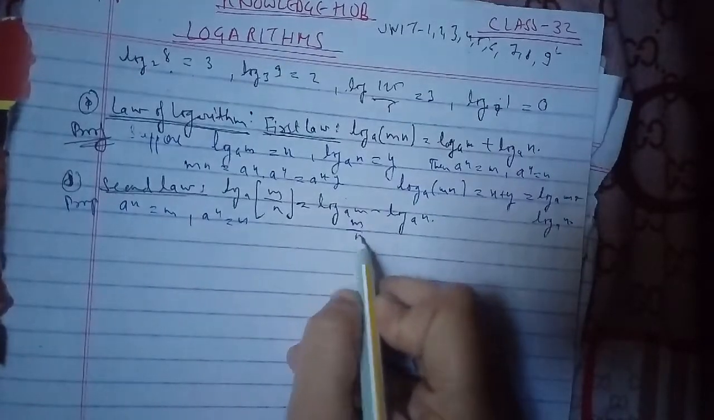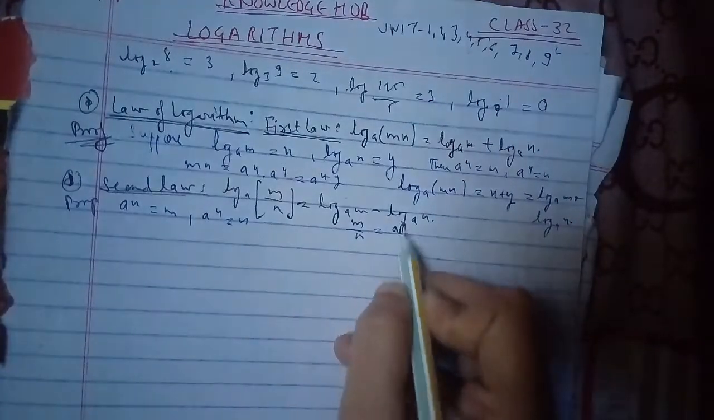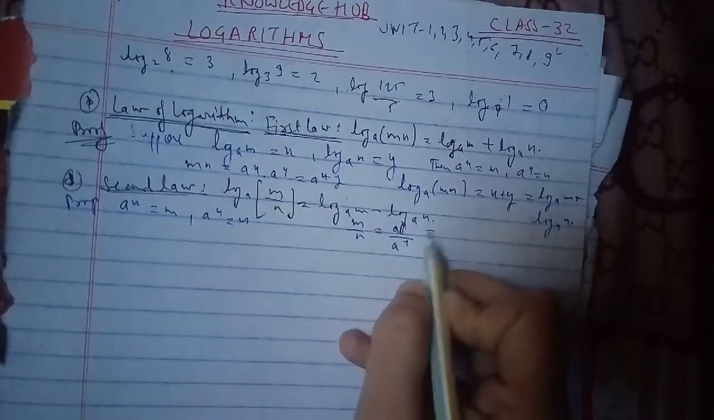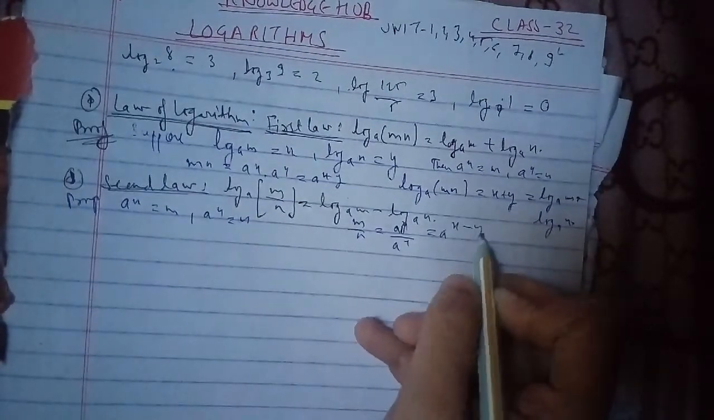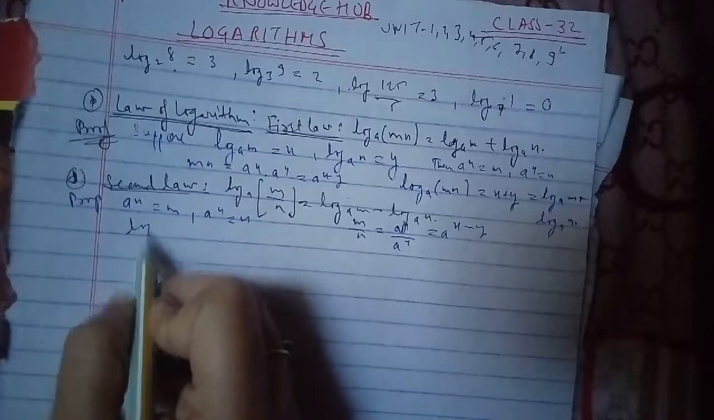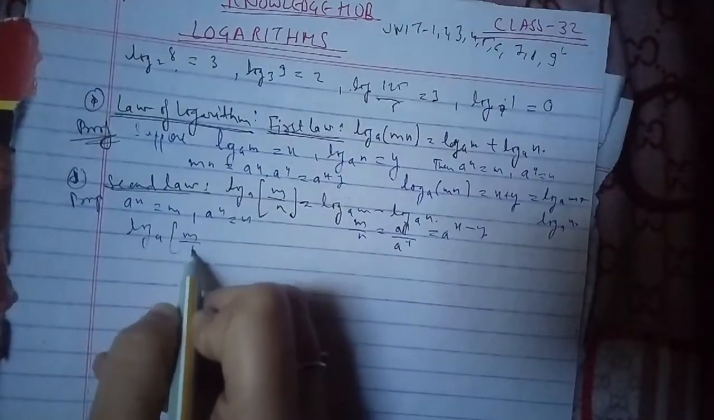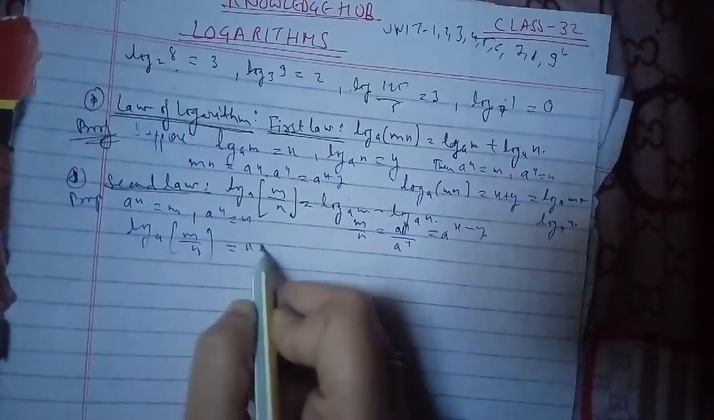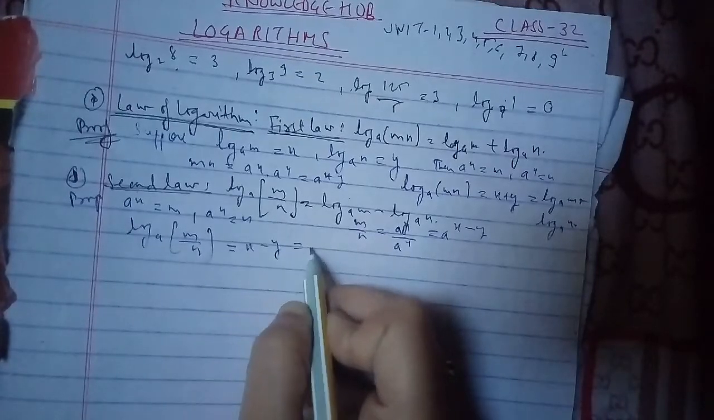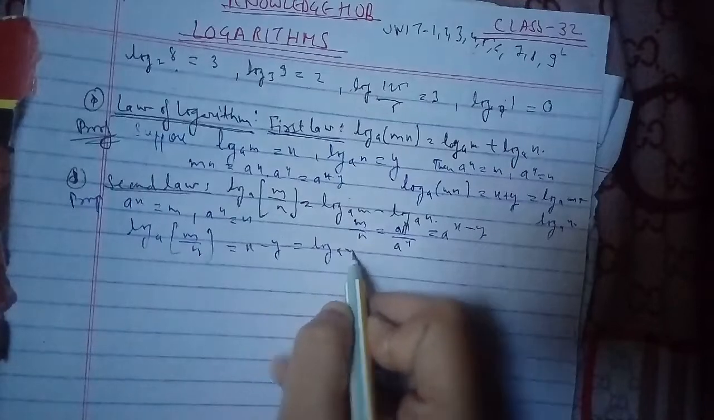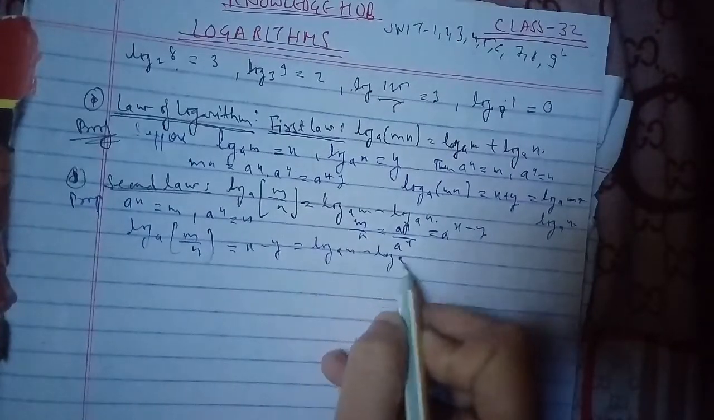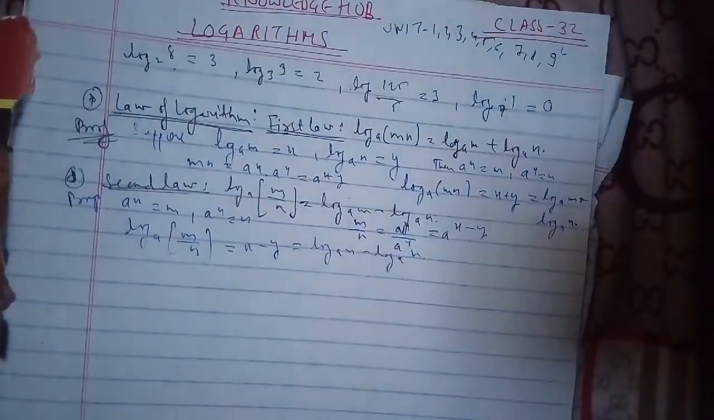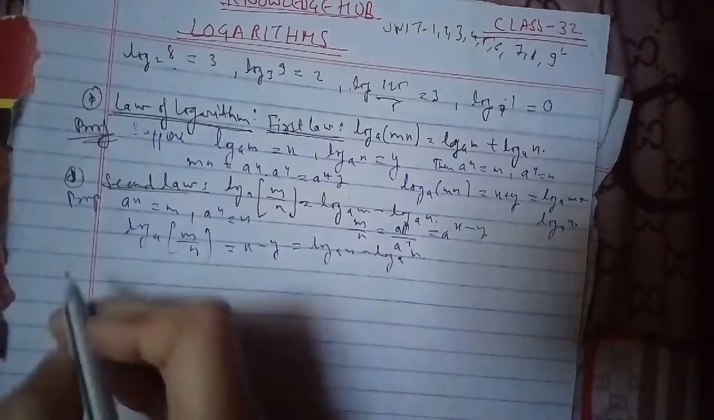We'll talk about the third law here. The third law: log a of m to the power n is equal to n log a m.